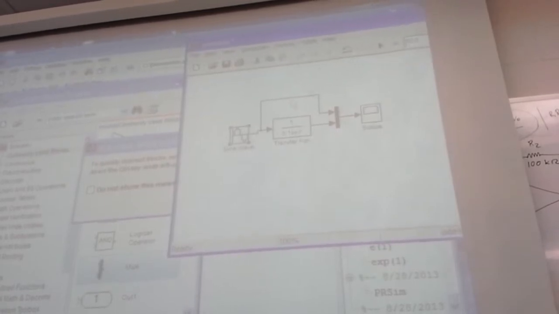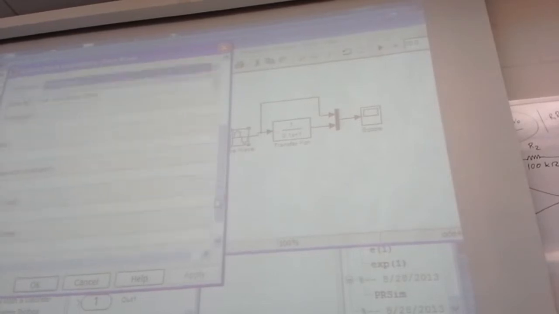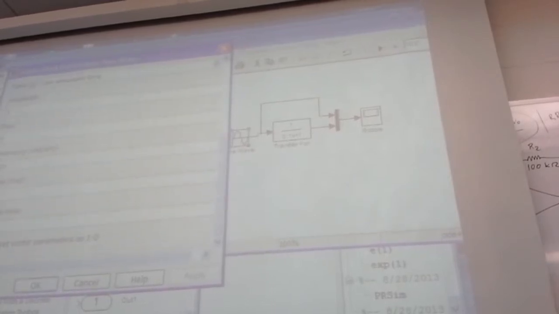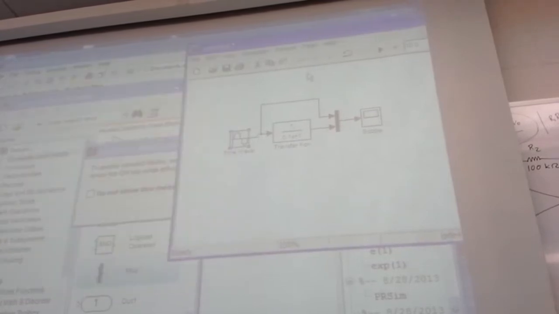I don't know if it matters, but you had your phase as pi over 4. Yeah, pi over 4. Oh, that pi matters. Yeah, what I mean is pi. Yeah. Who is it?